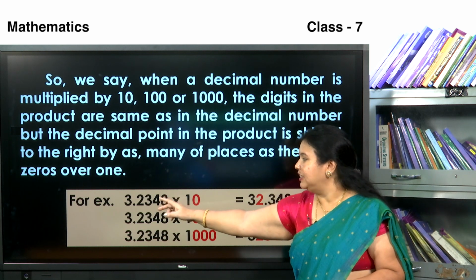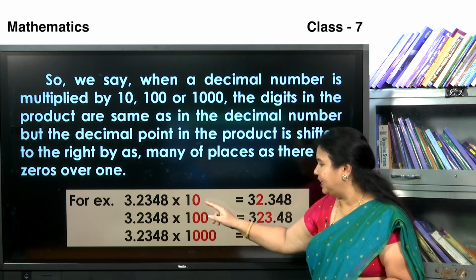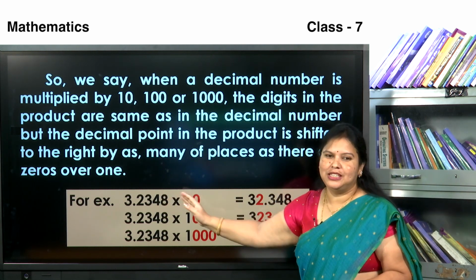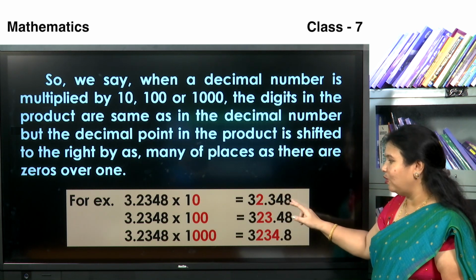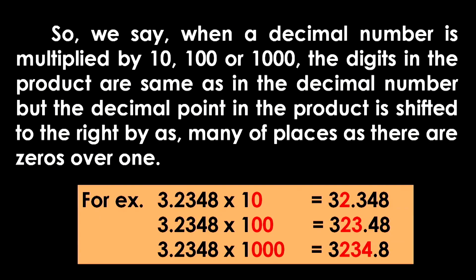Here, 3.2348 into 10. You know already how to multiply these numbers. So, we will get 32.348. Second one, the same number is multiplied by 100. So, we will get 323.48. In the third one also, the same number is multiplied by 1000. So, we get 3234.8.